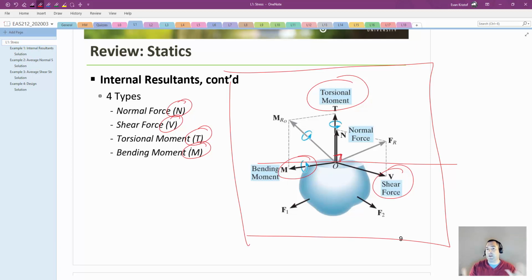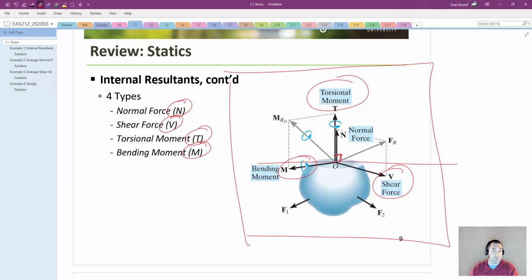Once we figure that out, we can use some knowledge about material properties to then estimate how much that body is going to deform. And we do that on a section cut by section cut method, and then we'll use calculus-based techniques to then integrate it over the length of a member. That's kind of where we're going with this.